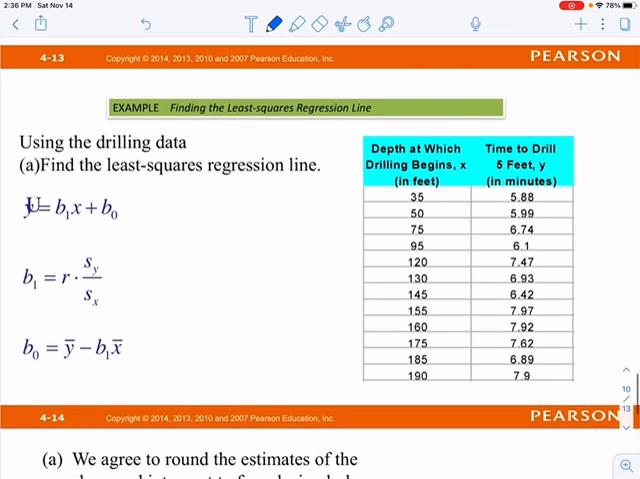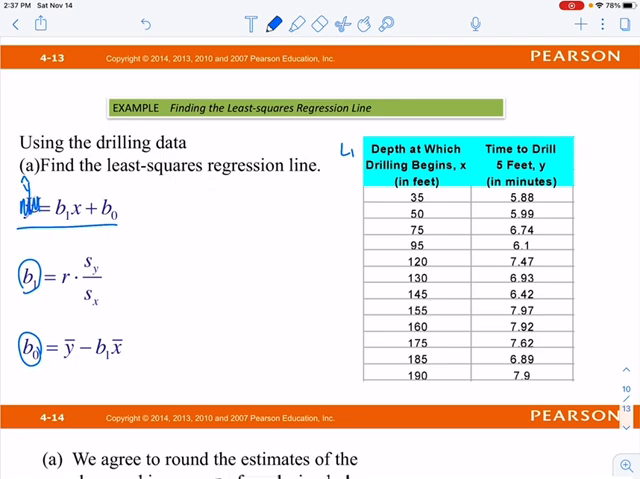The first thing we're going to have to do is put all of this information into the calculator. Again, that's y with a hat. In order to find this line, we're going to have to find b sub 1 and b sub 0. So I'm going to have to go into the calculator and find a bunch of different information here. We're going to end up having to do 3 different things.